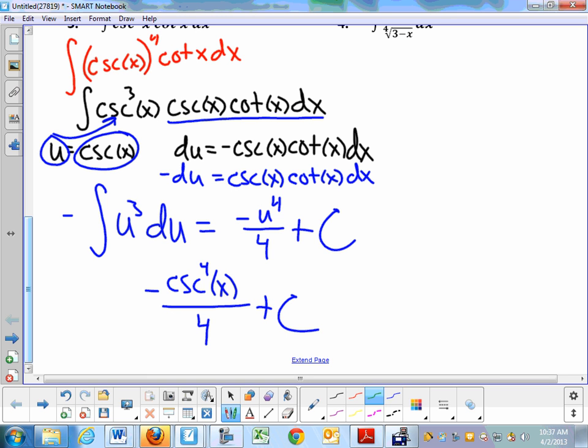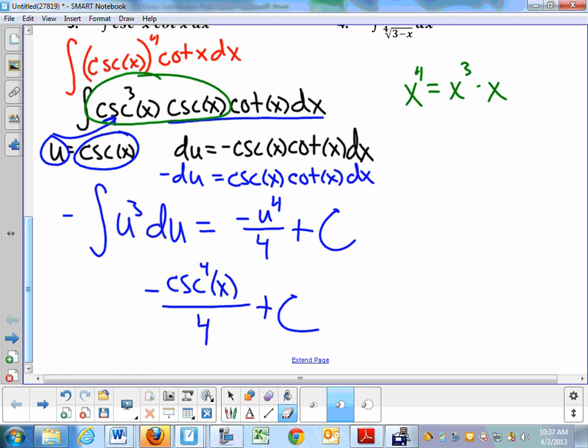Good question, Ina. That is cosecant to the fourth. Cosecant to the third times cosecant is cosecant to the fourth. You're overthinking it. There you go. You got it? Okay.